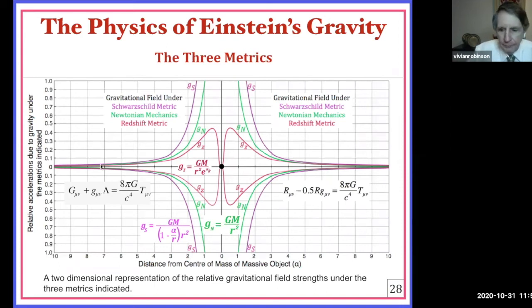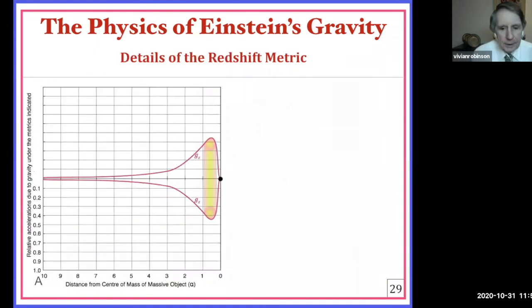This slide shows just the redshift metric. Gravitational attraction under the influence of the massive body is greatest here at r equals 0.5 alpha. This does require that the object is so massive that a Schwarzschild radius alpha is outside its physical radius. So think of gravitational attraction as particles rolling along a sloping surface with an upward incline at the end. Particles will tend to gather in the region of greatest gravitational attraction, which is here.